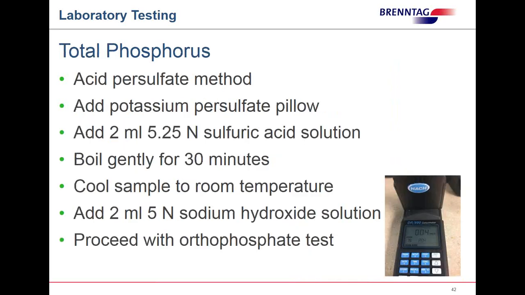Next. So for the total phosphorus test, you're first going to take a potassium persulfate powder pillow, add it to the sample, and swirl it to dissolve. A sulfuric acid solution is then added, and the sample is digested by boiling gently for 30 minutes. The sample is then cooled to room temperature. Sodium hydroxide solution is added to the digested sample, and the sample is returned to its original volume with deionized water. The sample is then tested with the orthophosphate test method that I described earlier.